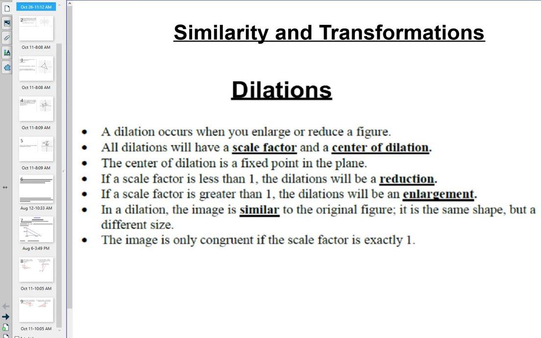So there's two types of dilation. We'll just dissect this page here. We don't have to read everything, but there's two types: a reduction and an enlargement. Enlargement means get bigger. Reduction means get smaller. When you are performing a dilation, what you're doing is multiplying.